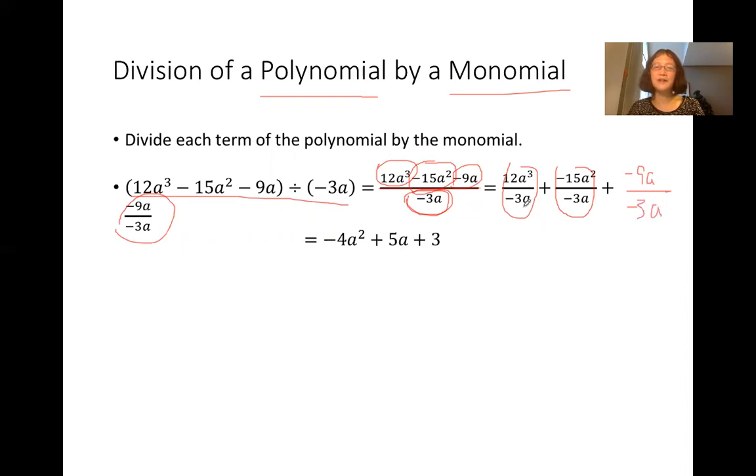And then you simplify each item. So the first item, 12a cubed divided by negative 3a, it is negative 4a squared. The second, negative 15a squared divided by negative 3a, negative becomes positive. Okay, and 15 divided by 3 is 5. a squared divided by a is a. Lastly, negative divided by negative, always positive. So 9 divided by 3 is 3, and a cancelled out.